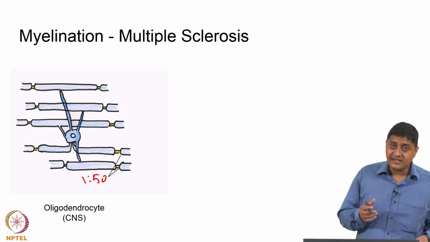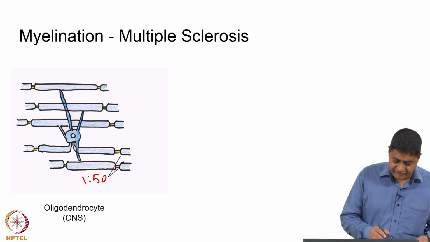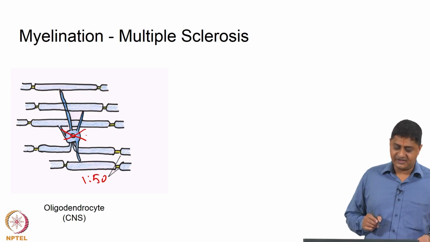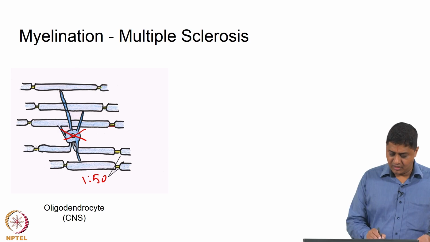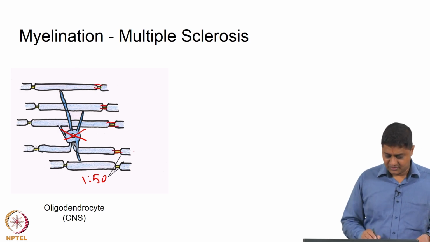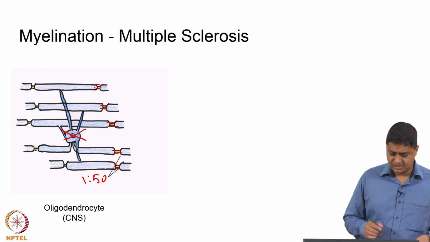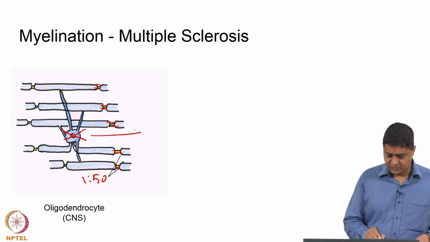But the baggage that comes with this is that if for whatever reason this oligodendrocyte is dead, then all these axons become unmyelinated. The question is, why would this oligodendrocyte die? What could damage this oligodendrocyte? Actually, it is due to multiple reasons.